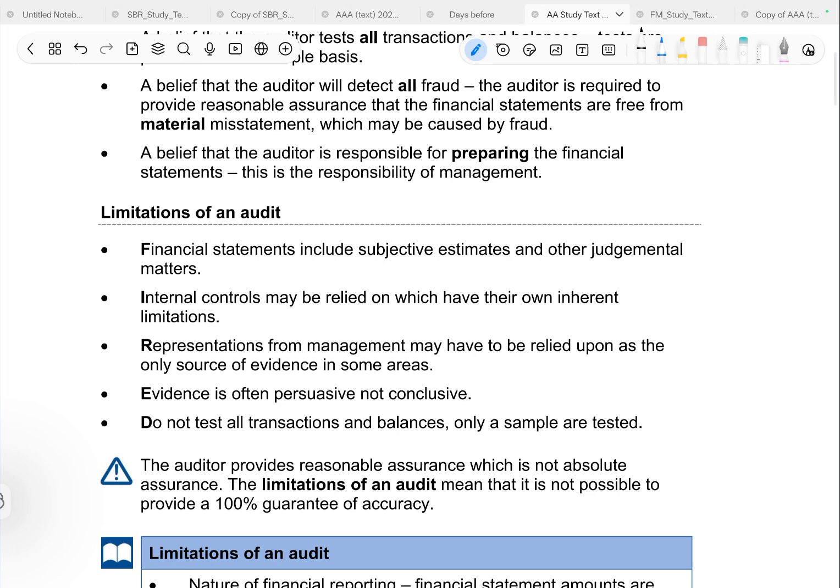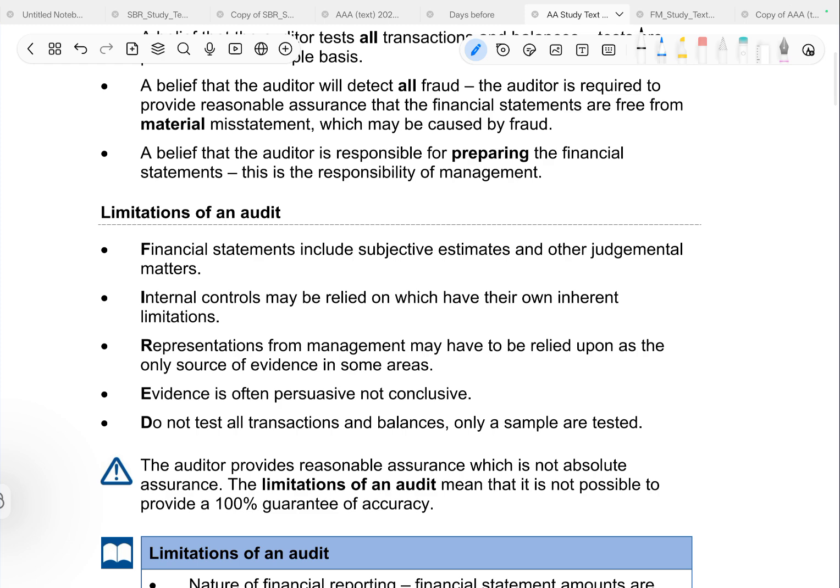Auditors rely on information provided by the client. But what if the documents are incomplete or falsified? If management intentionally hides something, detecting it becomes much harder. Auditors can rely on a company's internal control system, but internal controls also have limitations. For example, human error, management override, or collusion between employees. So, even good controls are not perfect.